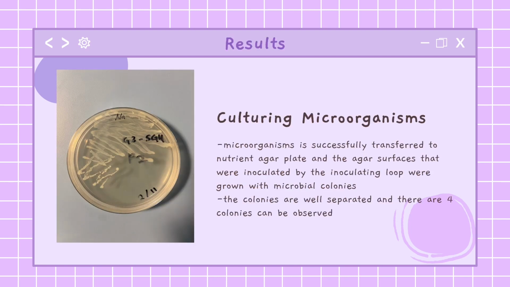Next, I will move on to the results for experiment 2. For the experiment on culturing of microorganisms, the microorganisms were successfully transferred to the nutrient agar plate, and the agar surfaces that were inoculated by the inoculating loop were grown with microbial colonies. The colonies were well separated, and 4 colonies can be observed.